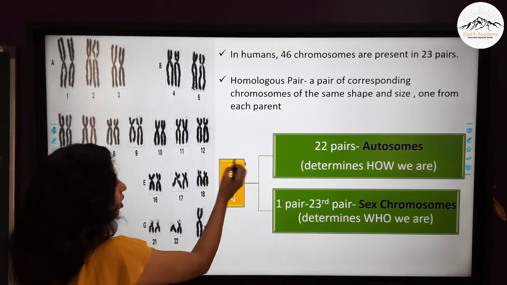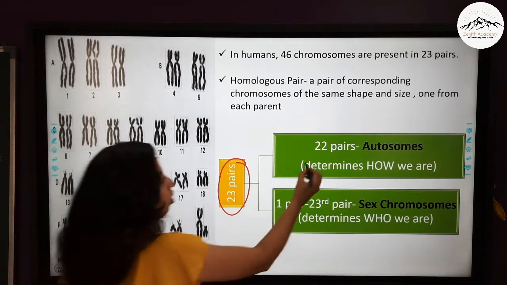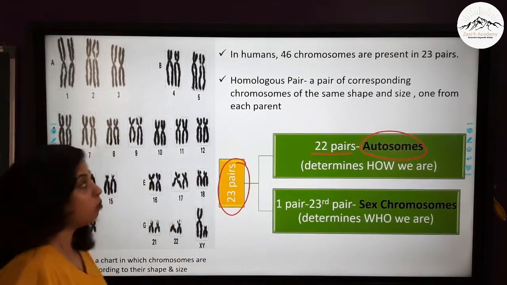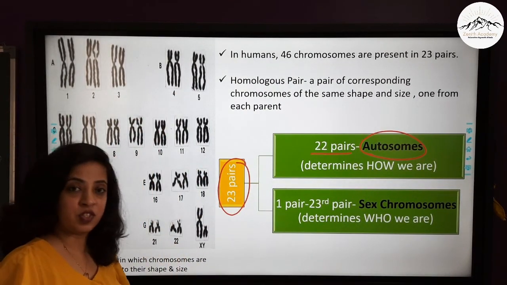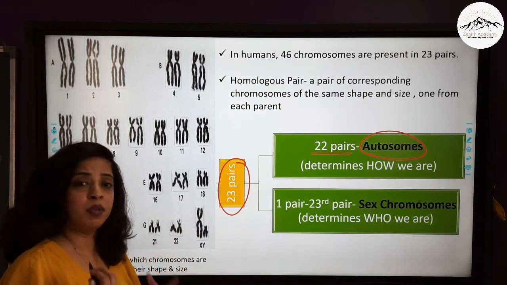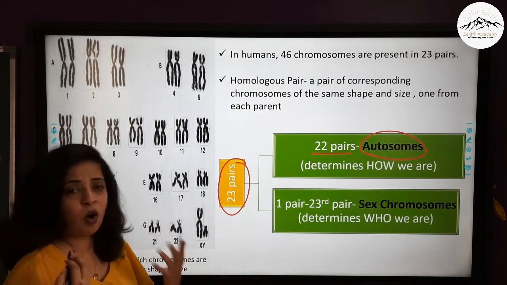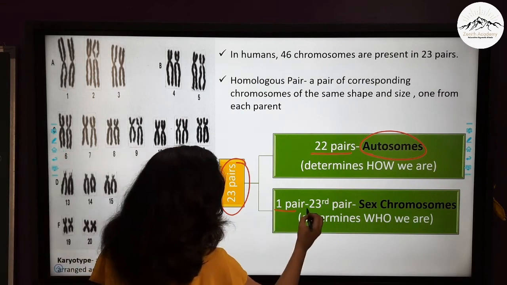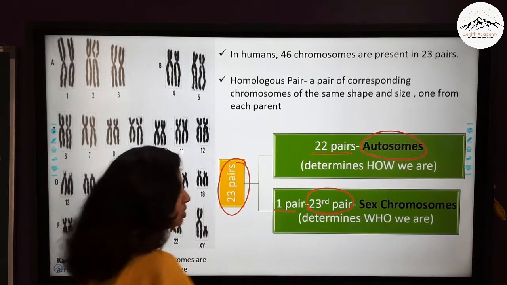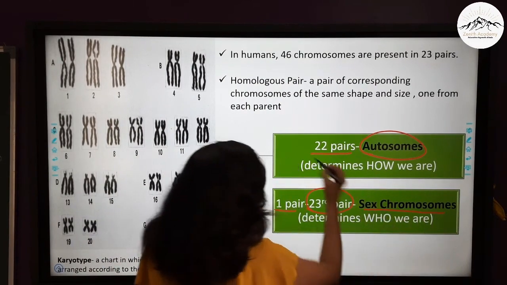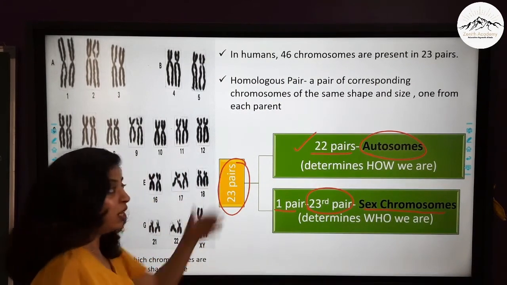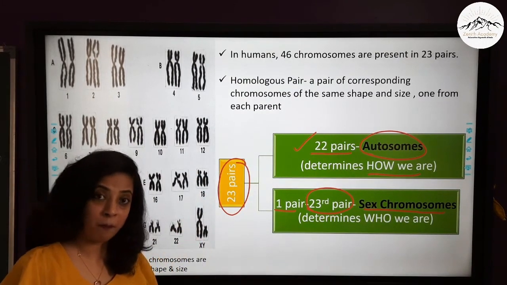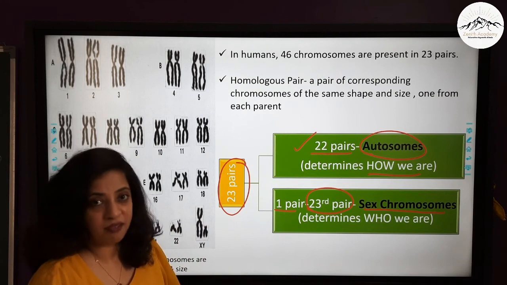Now we know that there are a total of 23 pairs, out of which 22 pairs are autosomes. Now what are autosomes? Each pair is for a different characteristic, for skin color, maybe for hair color, for height and all other different characteristics that we see. But one pair, that is the 23rd pair, is a sex chromosome. So all these 22 pairs determine how we are. What does it mean? How do we appear? What is our behavior?